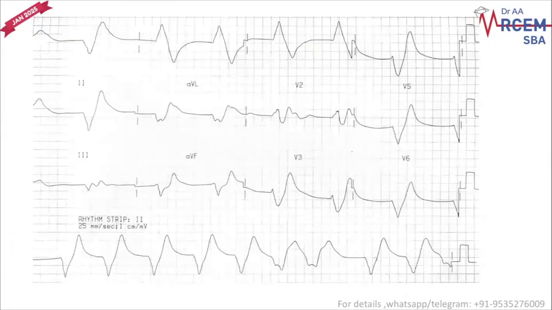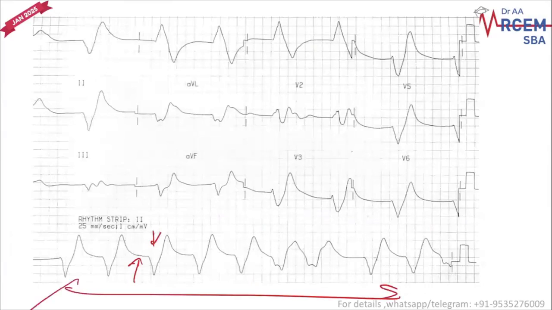This is also a sinusoidal pattern where the P wave is completely flat and you cannot appreciate it at all. The QRS complex is broad. The rhythm looks very bizarre. This is known as sinusoidal pattern.